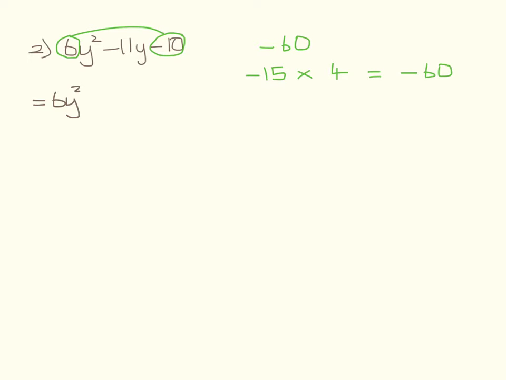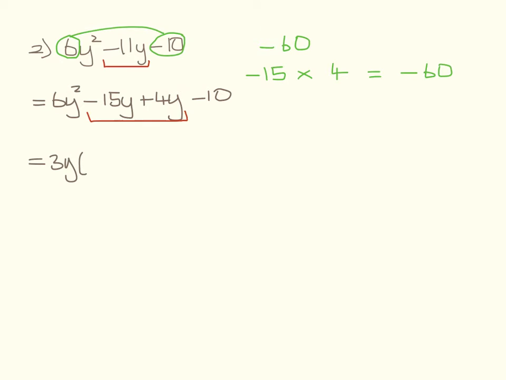Now I'm going to write my middle term by splitting it up into two separate terms. I'm not changing the expression, I'm just making it easier to factorise. So I'm writing negative 11y as negative 15y plus 4y, and that is the same as negative 11y. Don't forget the negative 10 at the end. I've got 4 terms now, so I'm going to factorise by grouping.